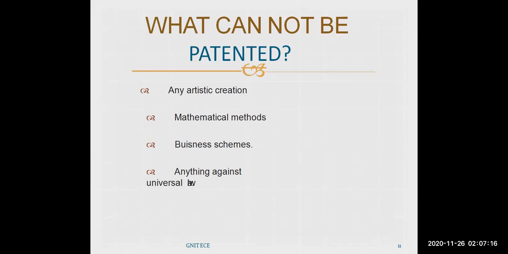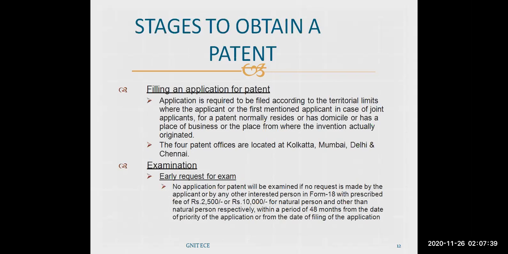So what cannot be patented? Any artistic creation. Say you are a good artist and draw a picture, but that cannot be patented. Any mathematical method cannot be patented. Business schemes cannot be patented. Anything against universal law cannot be patented. That should be by law.